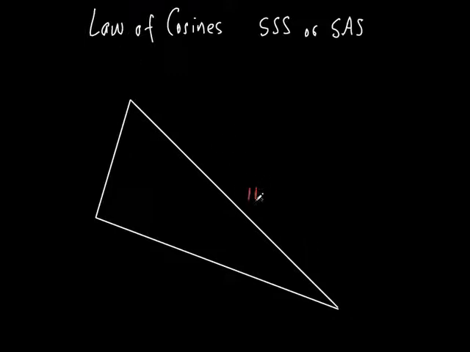They tell you that this side is 11. They tell you this angle is 28 degrees. And they tell you this side right here is 9. All right? And they ask you to solve for the missing stuff.